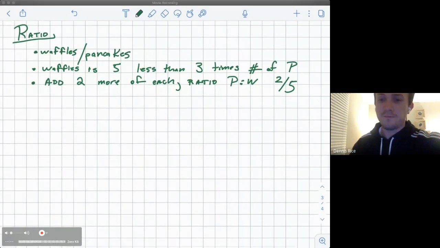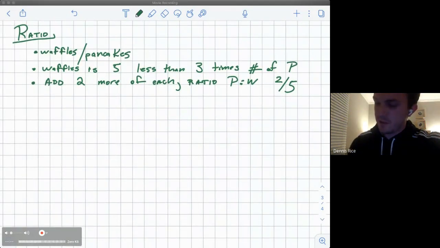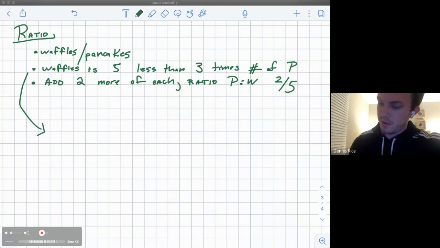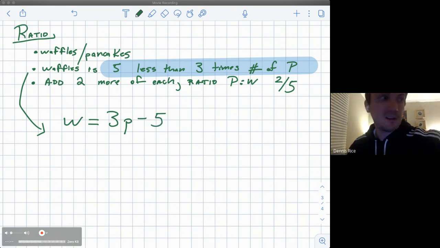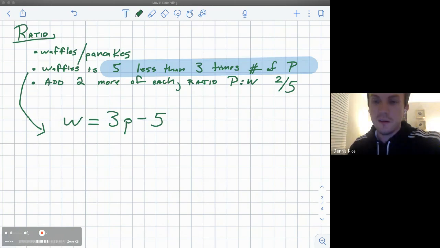Okay. So let's translate this sentence using W and P. The amount of waffles is, how would you translate 5 less than 3 times the number of pancakes? How would you translate that? 3p minus 5. Good. When we see subtraction or talk of subtraction, we switch the order there. So less than, we're going to do minus 5 on the end.